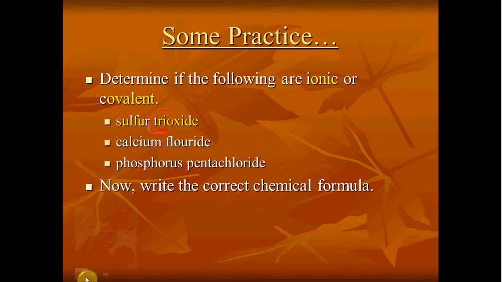All right, let's do the next one, calcium fluoride. Calcium, if I find it on my periodic table, is a metal. Fluoride sounds a lot like fluorine, and fluorine is a nonmetal. I have a metal and a nonmetal, and I know that must be ionic, because ionic bonds form between metals and nonmetals. And then finally, we have phosphorus pentachloride. I could look up these elements, but I'm just going to cheat, and say, hey, I see a prefix right there, penta. Because I see a prefix, right away I know that it's covalent.